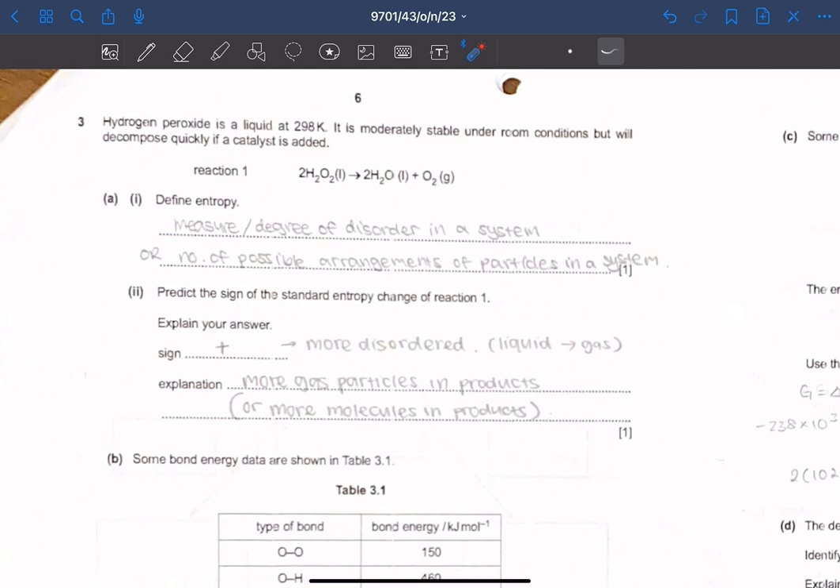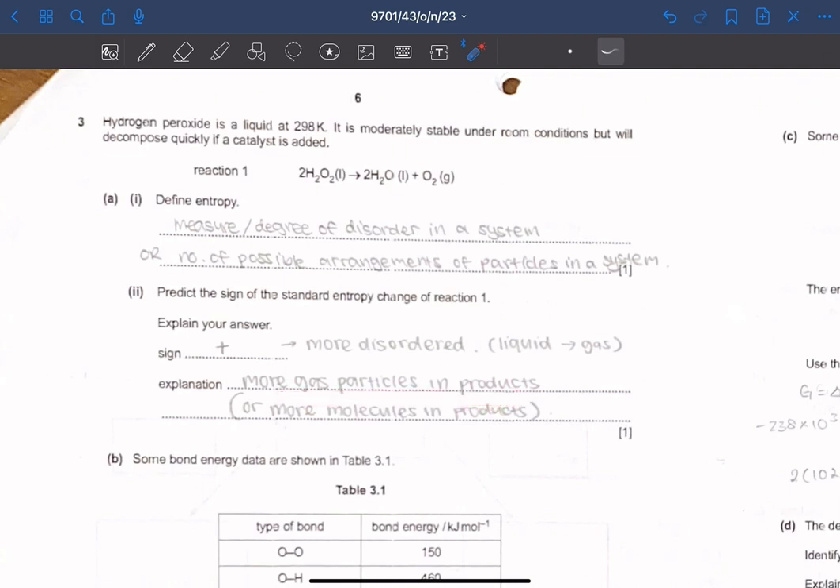Entropy is related to the number of possible arrangements of particles in a system. So predict the sign of the standard entropy change of reaction 1. Explain your answer. The sign is positive because it is more disordered. The liquid H2O2 forms gas, and just now I said gas has more particles with more disorder and more different possible arrangements of particles in a system compared to a liquid, and so the sign is positive entropy. The explanation is because there are more gas particles in the products than in the reactants, or more molecules in the products.